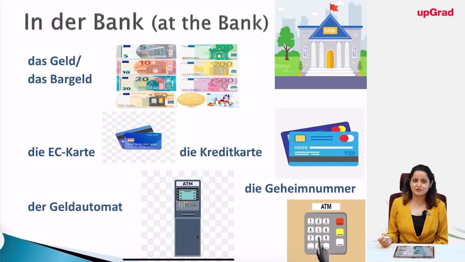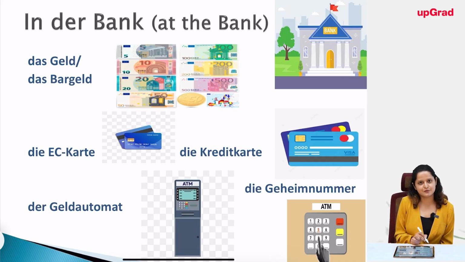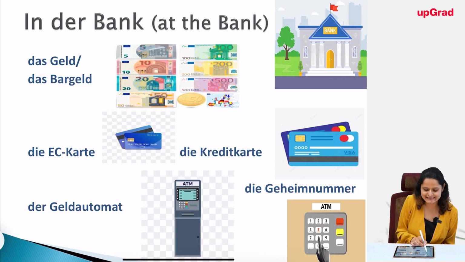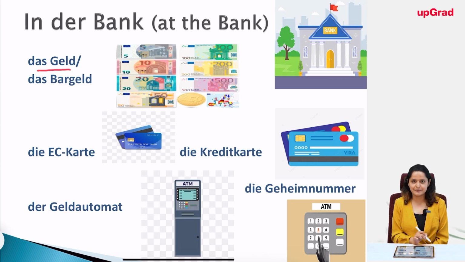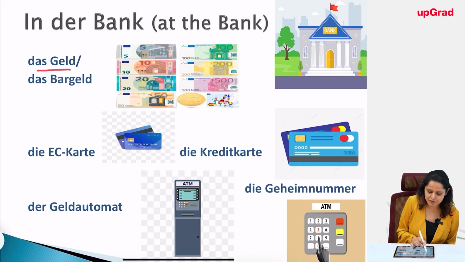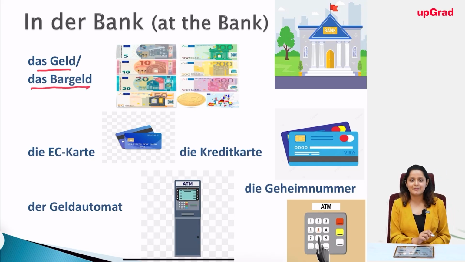The very basic word when we come to think of a bank is money. So the first word I have for you here is das Geld, which means money. In general, Geld means cash. So if you want to specify that, we have one more word, Bargeld. The bar here stands for cash. So das Geld is money, while Bargeld specifically means cash.